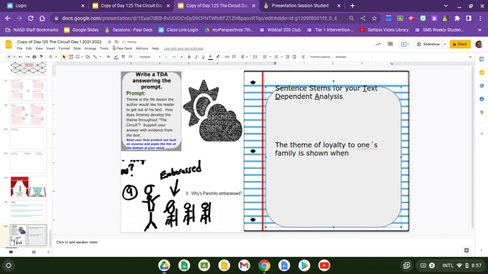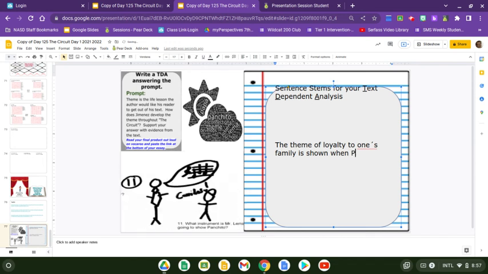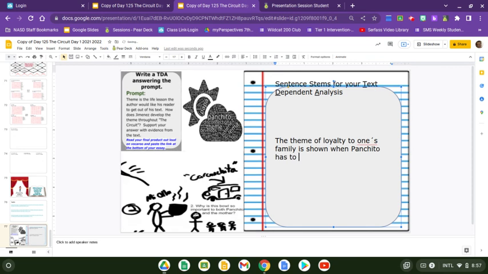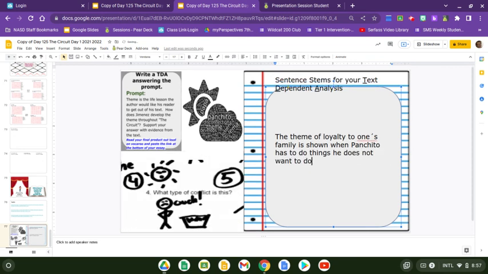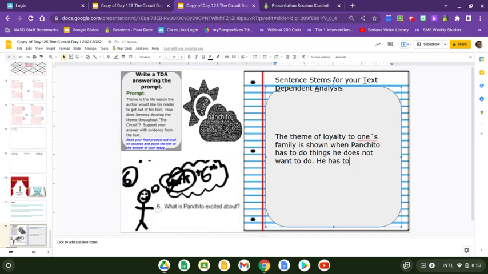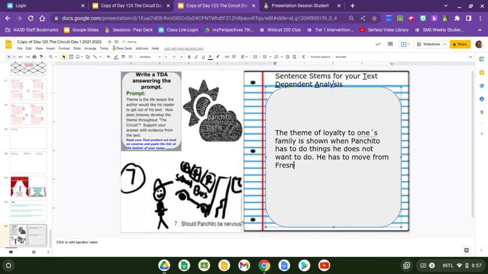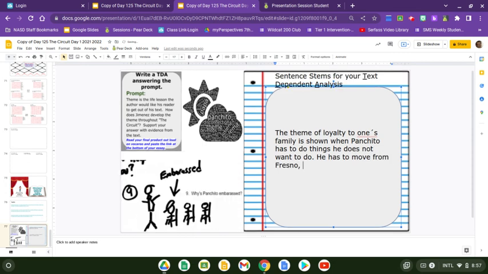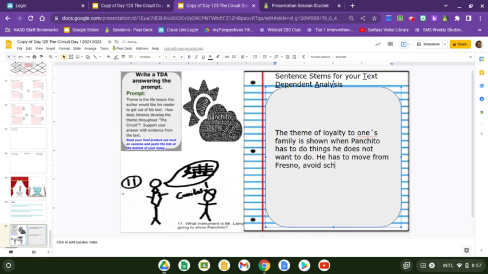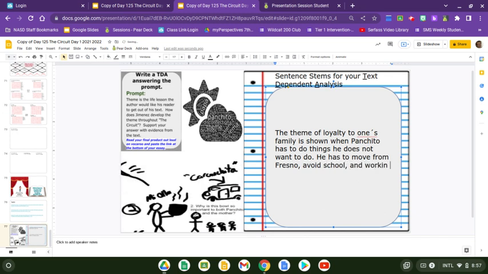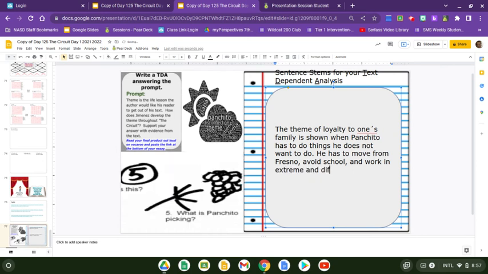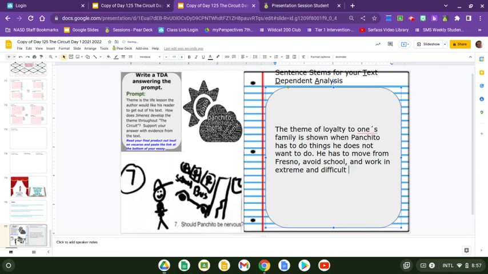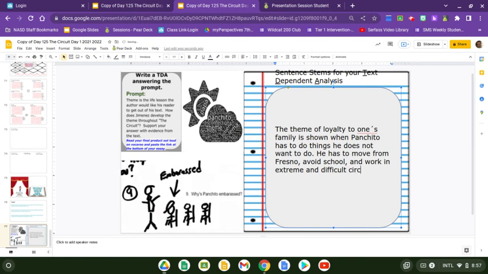I see. When Panchito has to do things he does not want to do. He has to move from Fresno. Avoid school. And work in extreme and difficult circumstances.